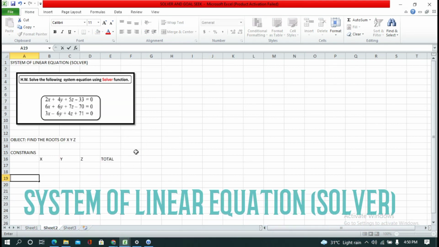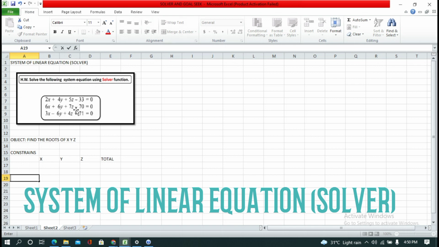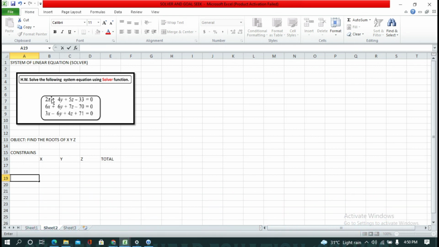So our next problem is a system of equations using the solver. So we have here 3 equations, and our goal in here is to find the roots of x, y, z using the solver function of Excel. So this is our objective, find the roots of x, y, z. So after that, we need to establish our constraints. So our constraints are based on every equation.